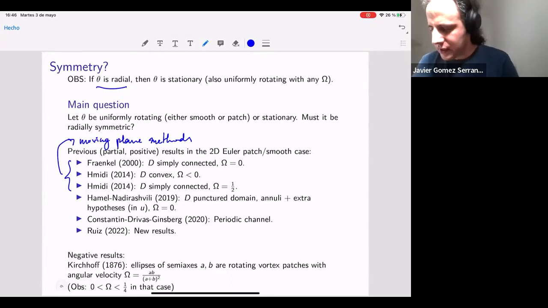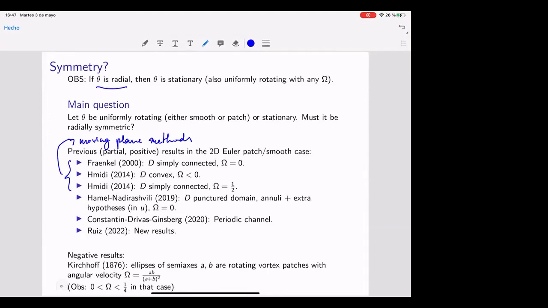And there are a couple of papers by Konstantin, Drivas and Ginsberg in periodic channels or perturbations of periodic channels, where the rigid solution is a shear. And there is a preprint, and as far as I know some work in progress as well, by David Ruiz and Pier Alberto Sigbaldi, who I believe also gave a talk here, on very recent results on the same problem or related questions.